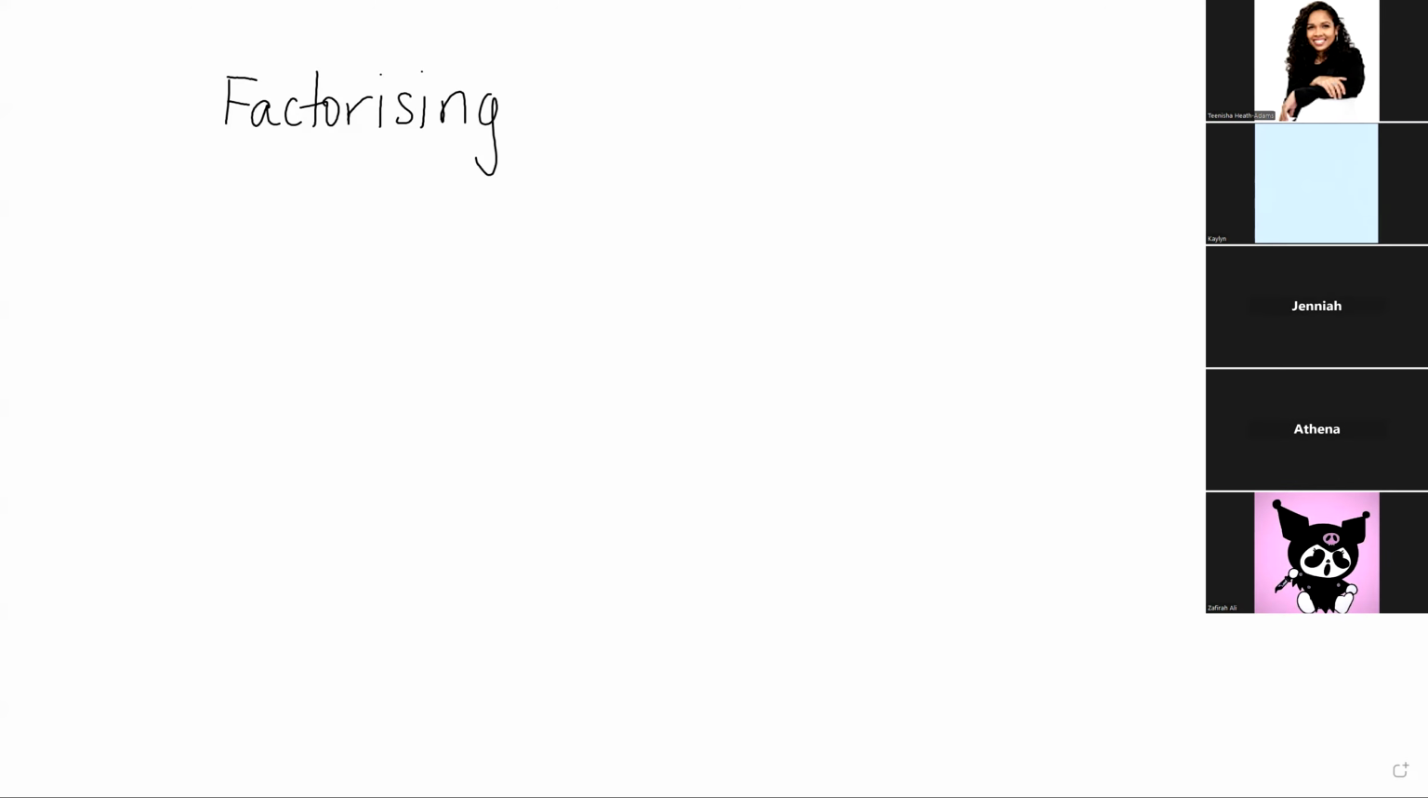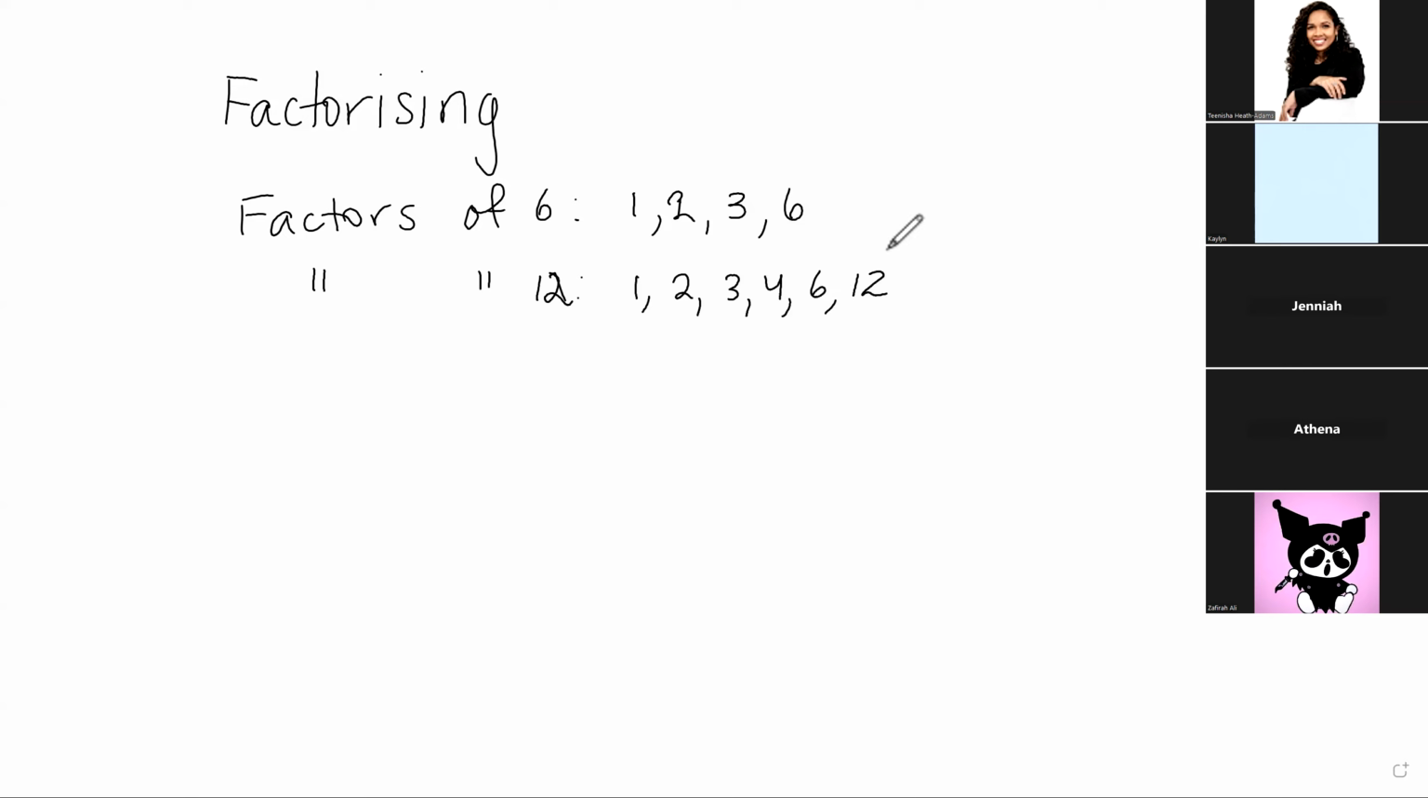Good. So a factor is a number that could go into another number without leaving a remainder, right? So the factors of 6, for instance, would be 1, 2, 3, and 6. They are all numbers that can go into 6 without leaving a remainder. Likewise, if I wanted the factors of 12, that would be 1, 2, 3, 4, 6, and 12.